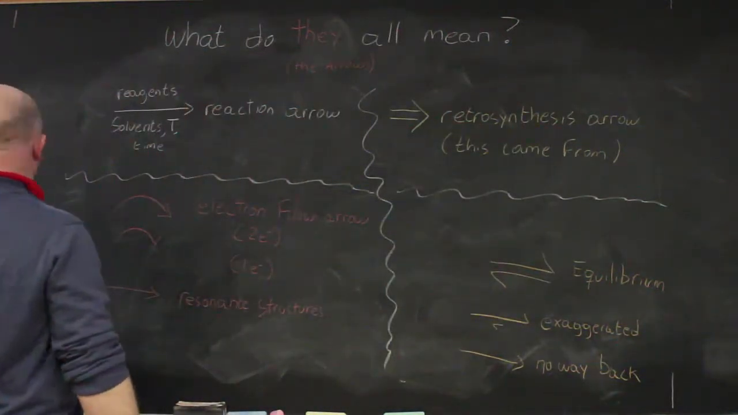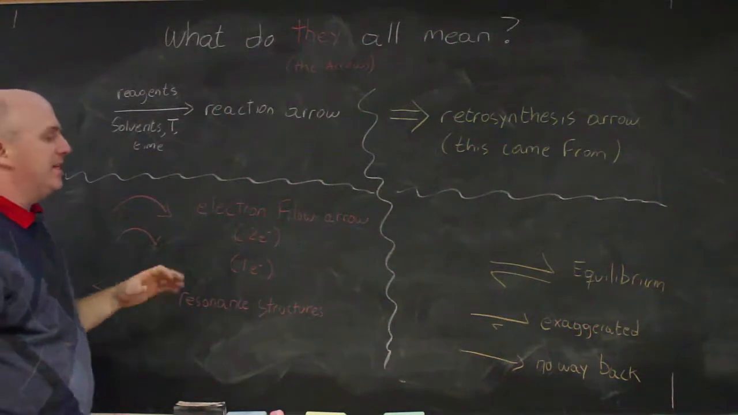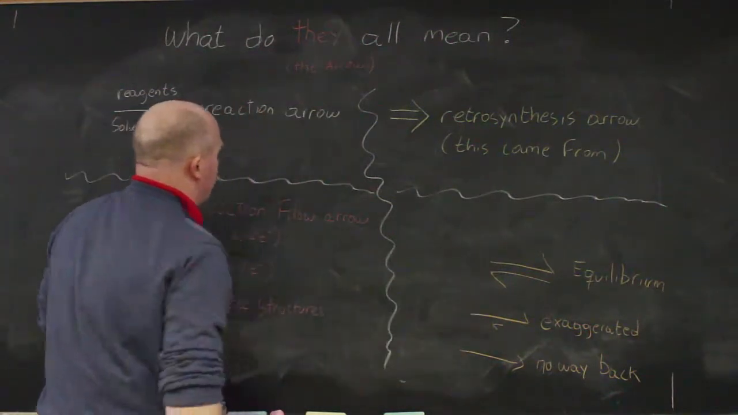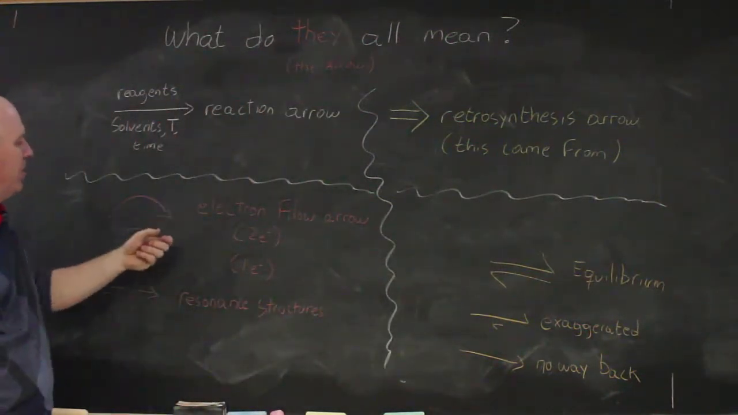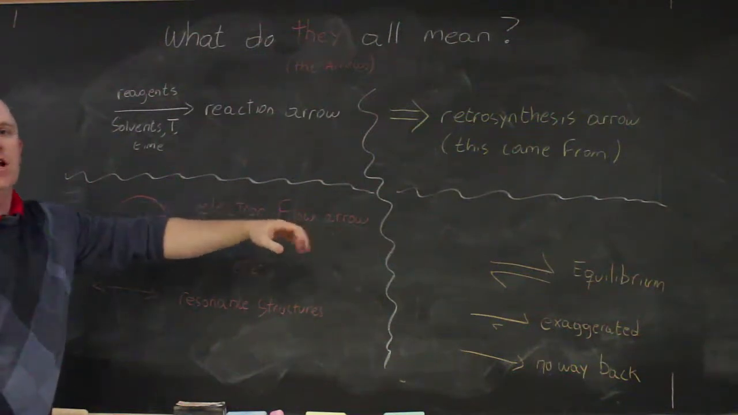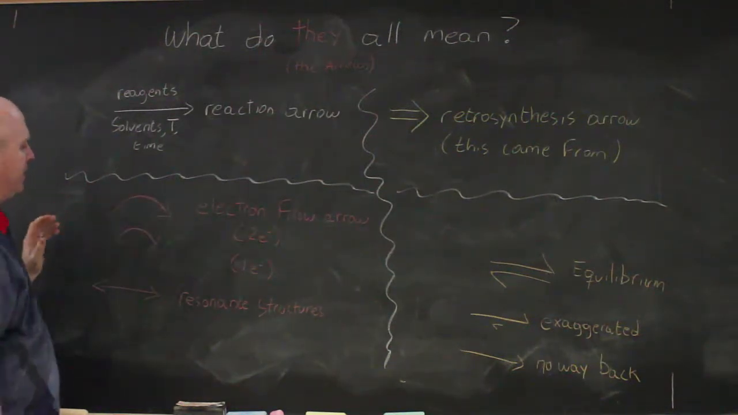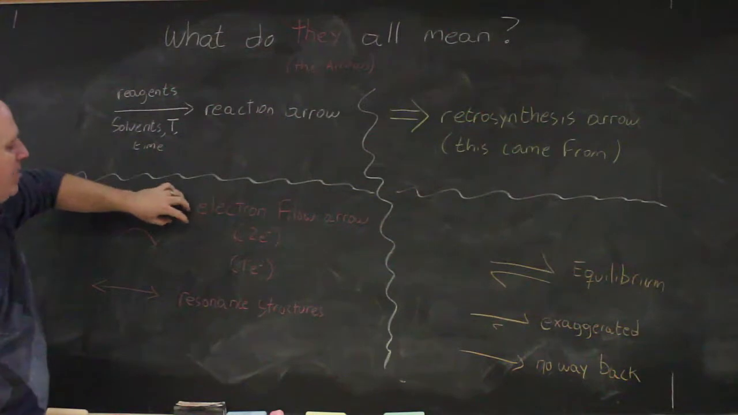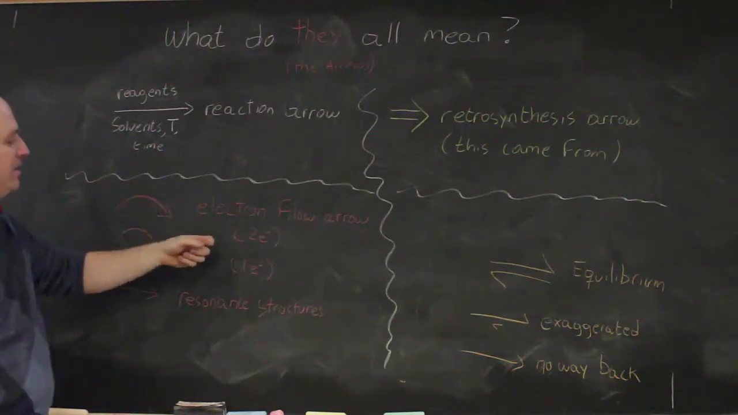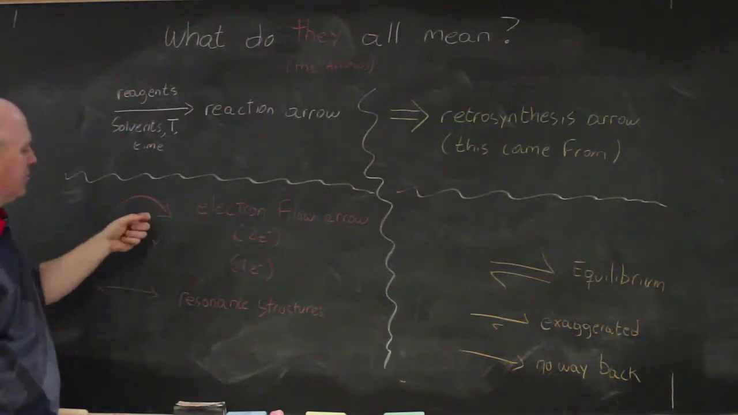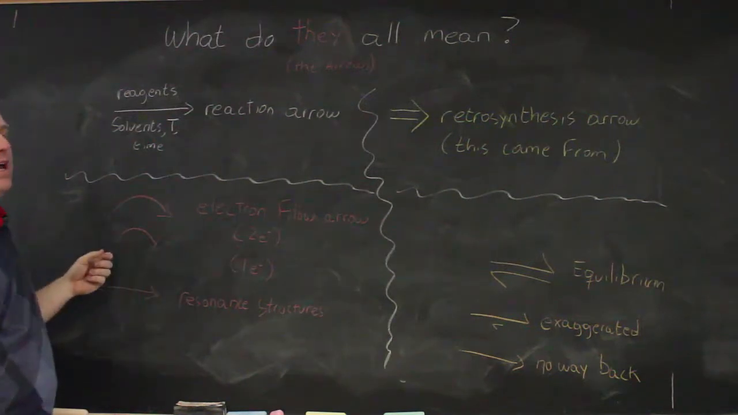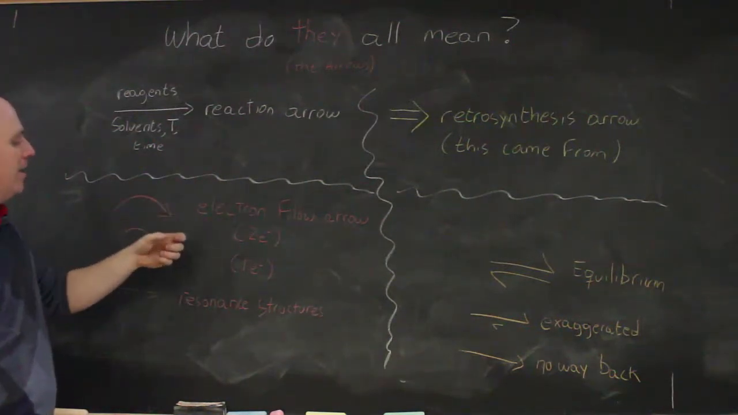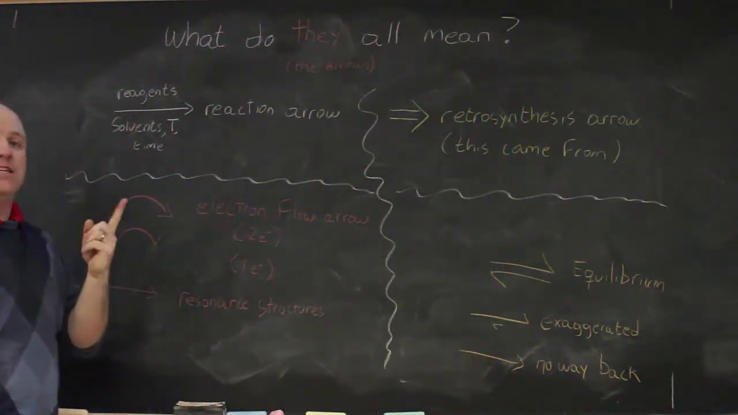But we also have other arrows that we use throughout, and these tend to show up more in mechanism type problems. You are already familiar with the electron flow arrows, the curved arrows. What these mean is electrons start somewhere and they go somewhere, and they can be two-headed, two-electron arrows, a double-headed two-electron arrow, or later in the course we're going to use single-headed arrows if we're talking about the movement of a single electron.